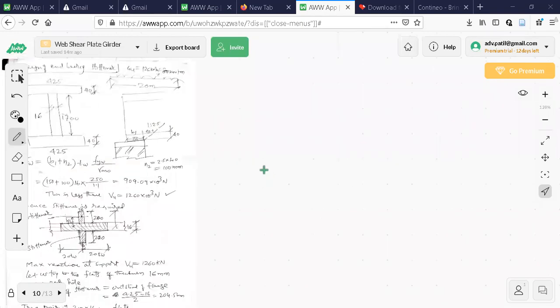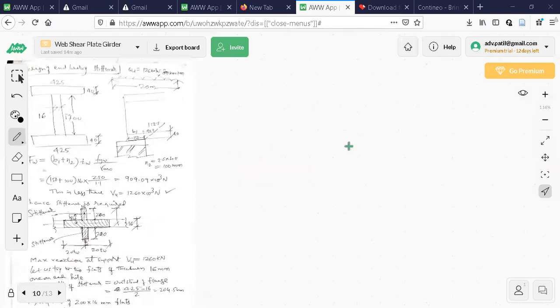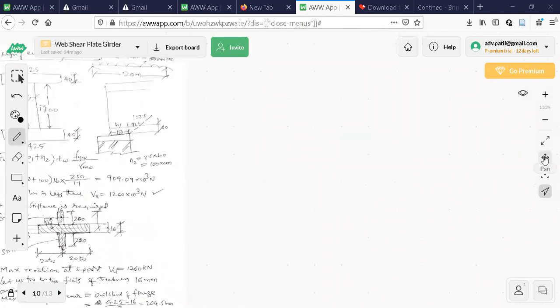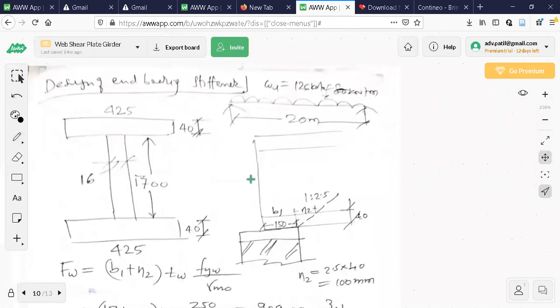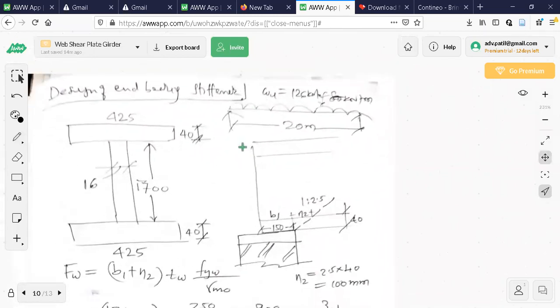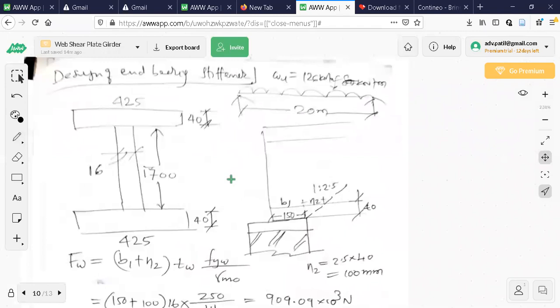As I told you, I cannot continue the same problem, because in that problem the data was such that stiffeners were not required. So only for this particular design, I'll be using a different problem. It is part of the solution of a different example. Now observe here.